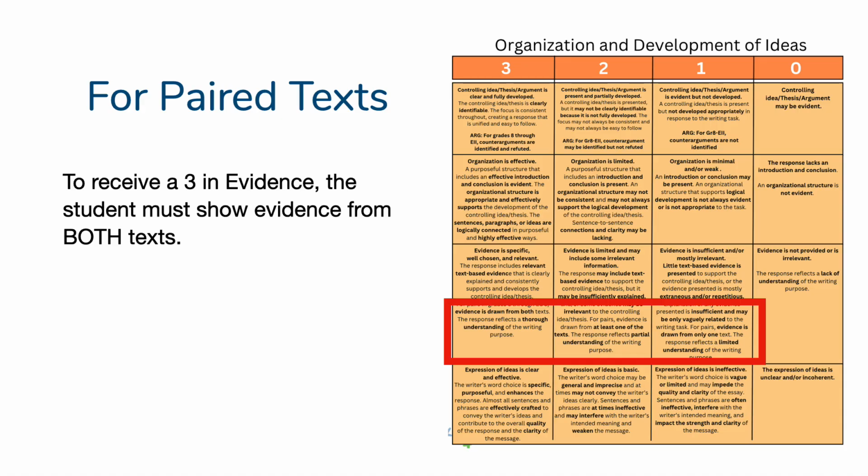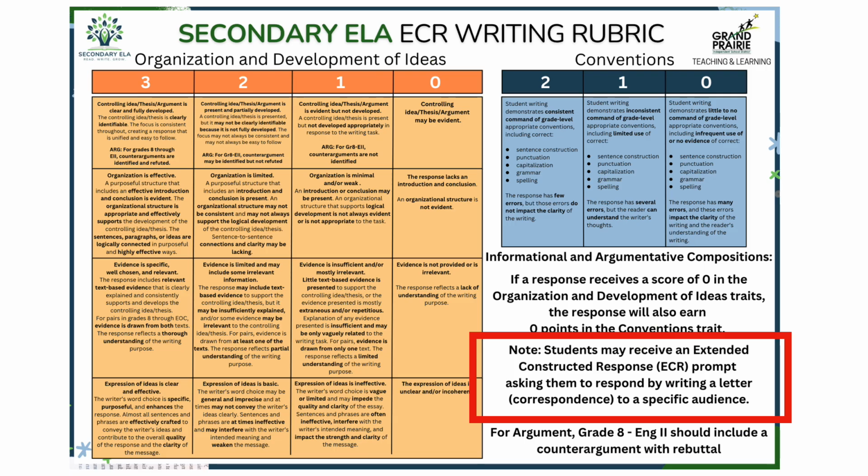And then in the 1 column, evidence is only drawn from one, or the response reflects a limited understanding that this was a paired text writing. And lastly, students may receive an ECR prompt that asks them to respond by writing a letter or correspondence to a specific audience. In that case, the body of that letter should reflect the essay that they've been writing, but they would start it out with a greeting to whoever the specific audience is, and they would end the letter with the closing that includes their name.